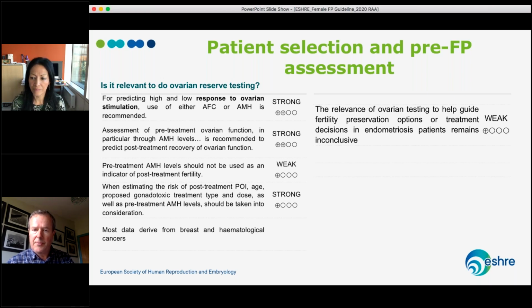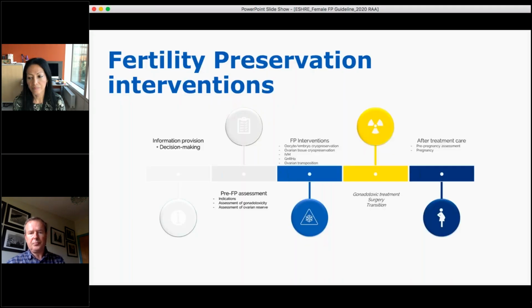We are, of course, covering non-cancer diagnoses as well, and there's evidence in a number of these for these factors. Systemic lupus erythematosus was one where there's some evidence, but also endometriosis is perhaps a pressing problem with this. After much discussion and debate, we felt that it was important to highlight that the relevance of ovarian reserve testing in endometriosis really remains inconclusive, and that is unfortunately only a weak guideline, but I think an important one.